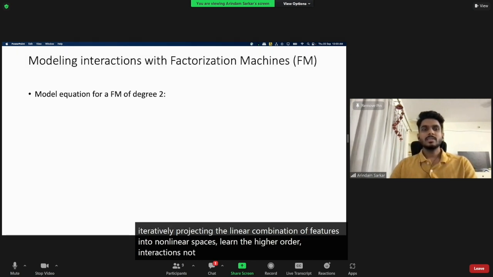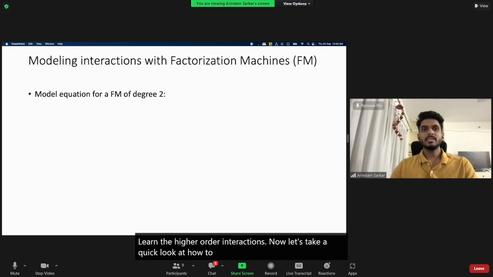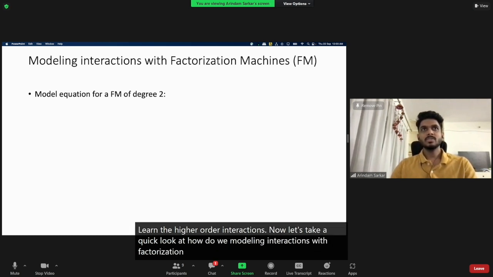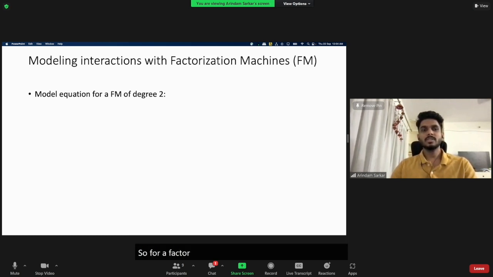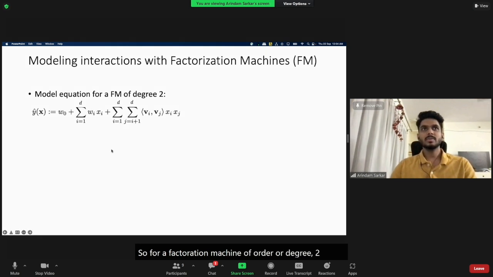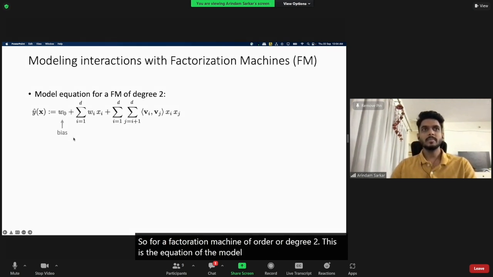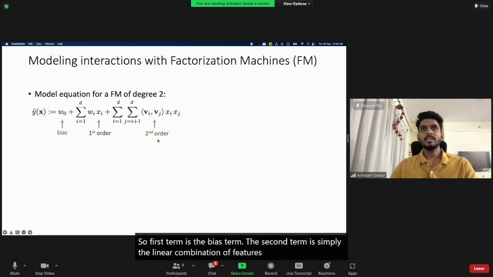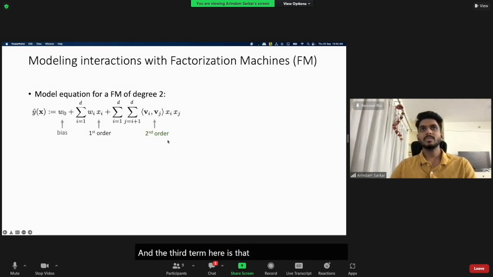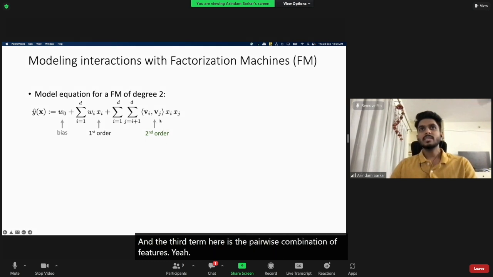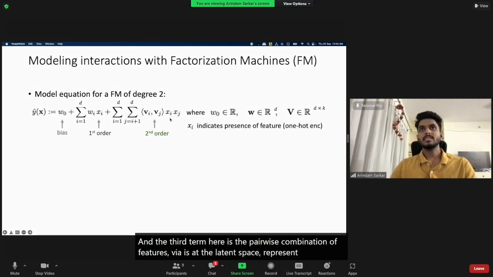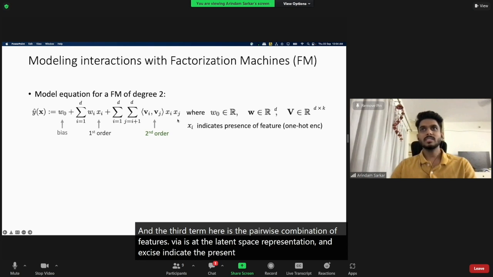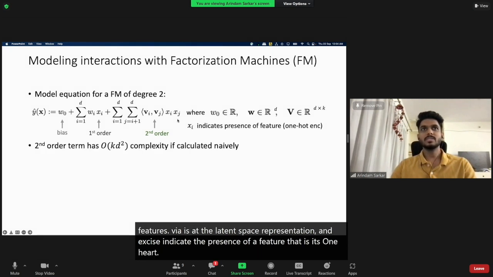Now let's take a quick look at how we model interactions with factorization machines. For a factorization machine of order or degree 2, this is the equation of the model. The first term is the bias term. The second term is simply the linear combination of features. And the third term here is the pairwise combination of features. The v_i's are the latent space representations and the x_i's indicate the presence of a feature, that is, its one-hot encoded representation.